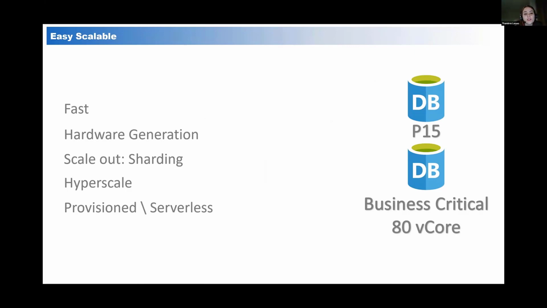The scale operation is fast. It has minimum downtime. We can also change the hardware generation. And we can scale out using sharding, meaning that we can have multiple databases to distribute the data. Also, for a database in which we need more space, more than 8 terabytes, for example, we can have it in the Hyperscale service tier. Hyperscale allows us to have up to 100 terabytes of data.